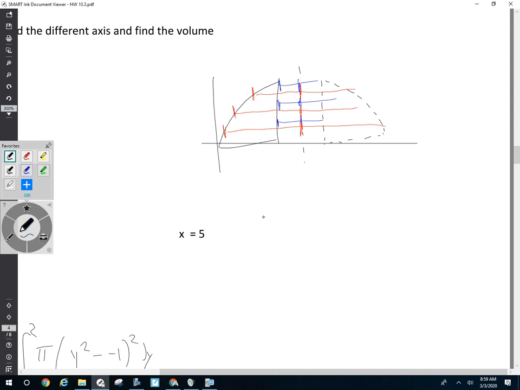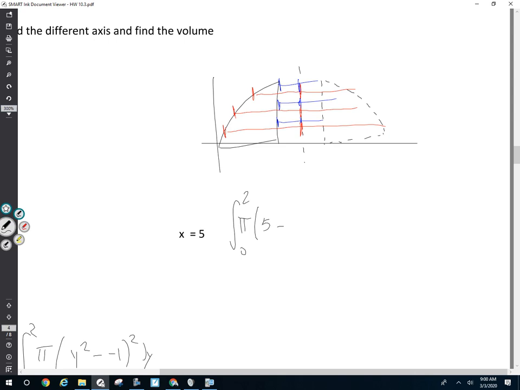All right, so I got 0 to, this is 2 pi. Outside would be the 5 minus the y squared. The inside, dy, is the heights. The inside is the 5 minus 4 squared, or just 1 squared.